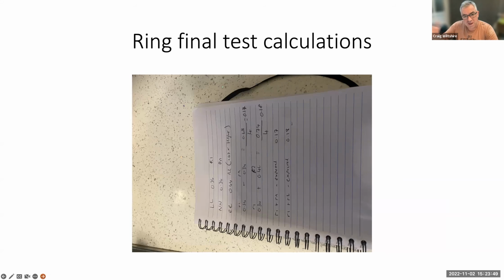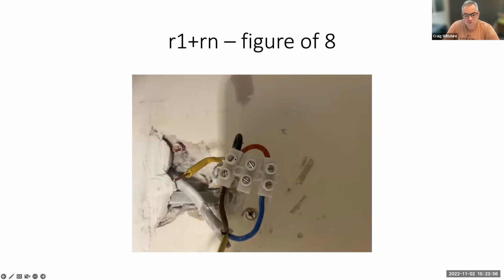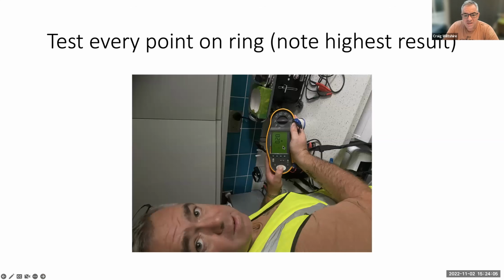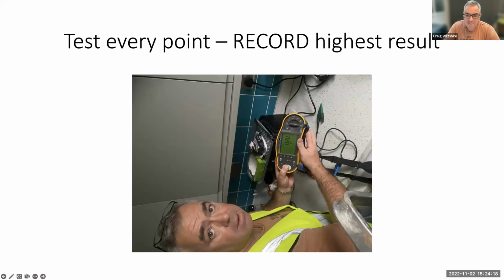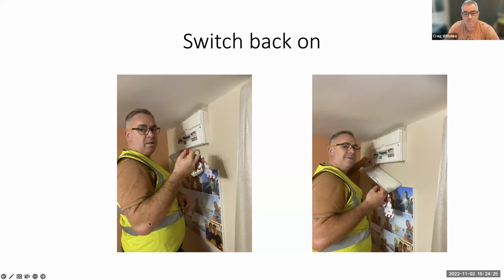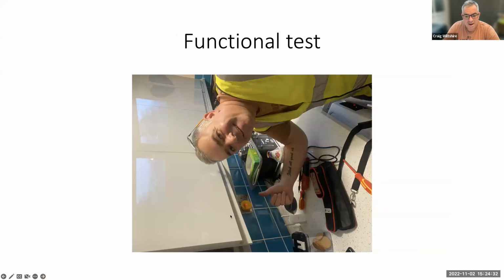If you're not, short circuit, different, same thing, same sequence, just insulation resistance testing. Figure of 8 on the rings: my incoming line with my outgoing neutral and vice versa. So I've created my figure of 8 on the ring. I'm now testing at every point, and I'm going to note down the highest result. Then I did my R1 plus R2, my line and CPCs, figure of 8, incoming line, outgoing CPC, and vice versa. And this time, tested at every point again. And then record the highest result as your R1 plus R2 for that circuit, and then switch back on, and job done. And then functional test, so the circuit's now fully up and running.